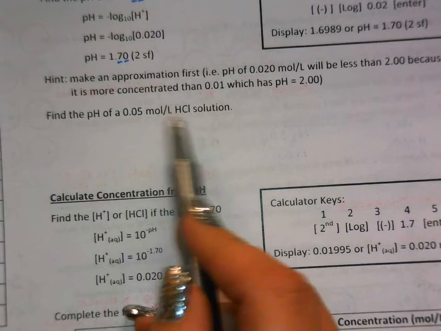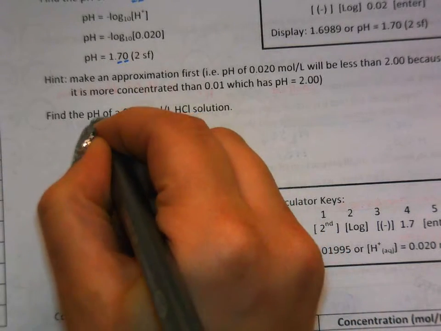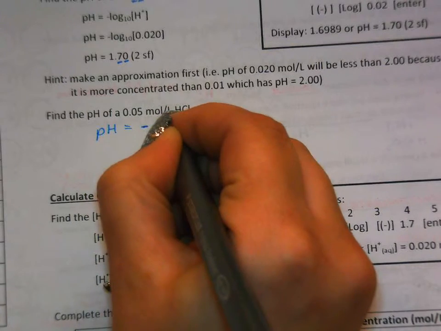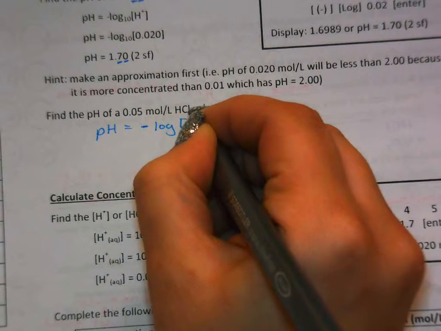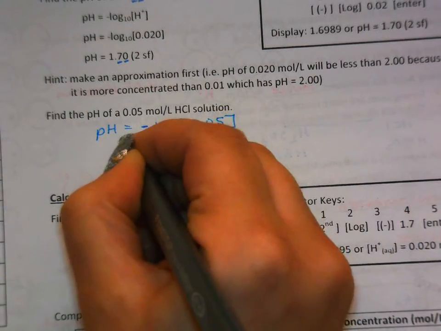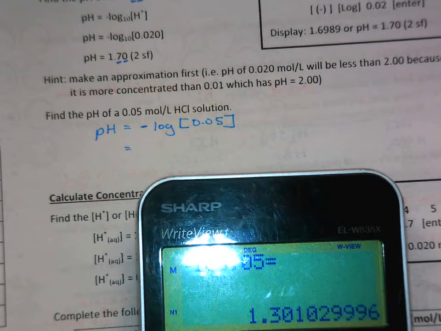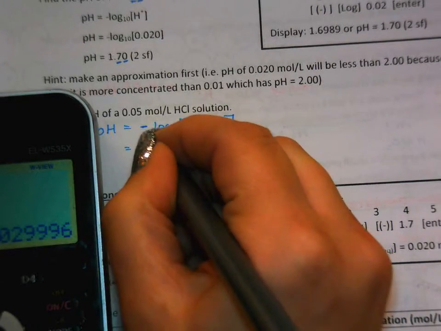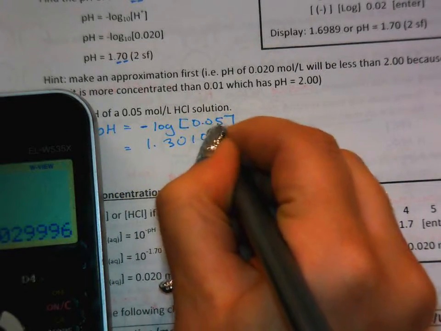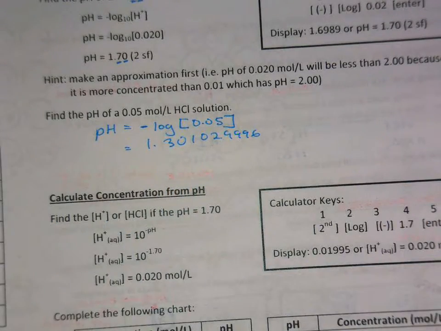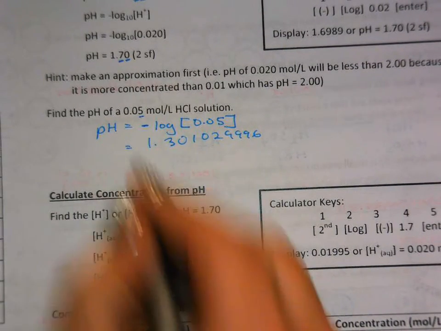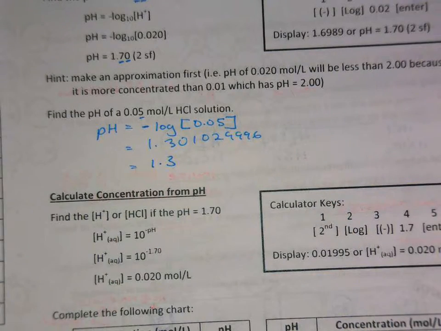Let's try a different one. What's the pH of a 0.05 mole per liter HCl solution? pH is equal to negative log concentration of 0.05 equals 1.3010299996. And in my question, I've got only 1 significant figure. So that means my answer should only have 1 significant figure.